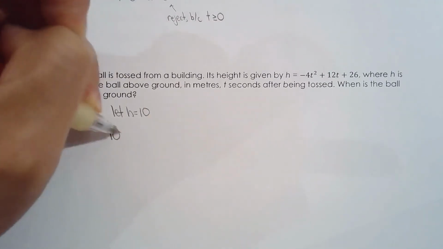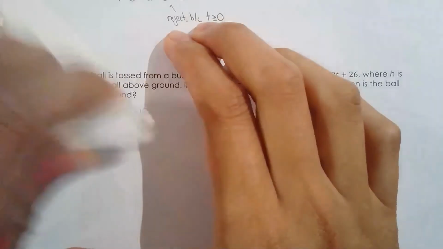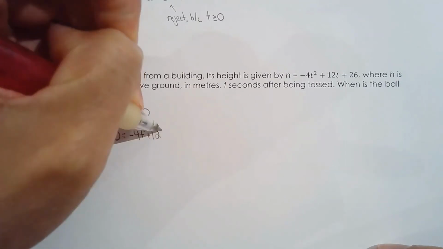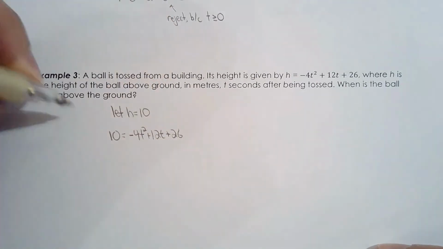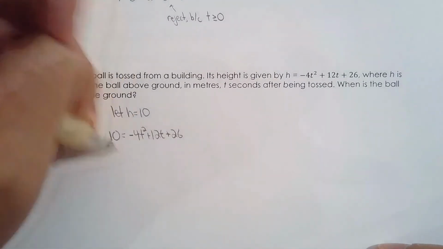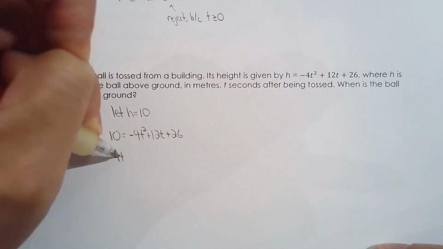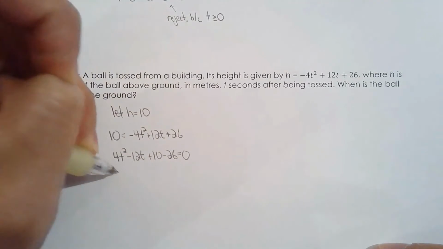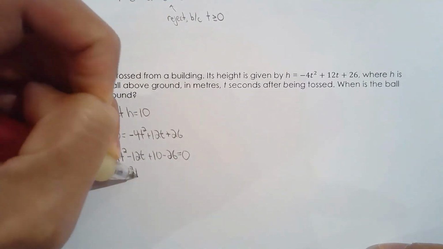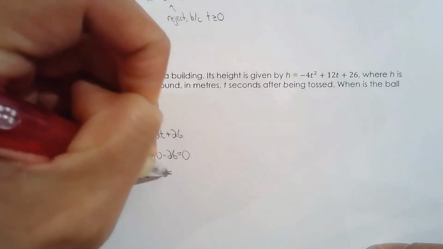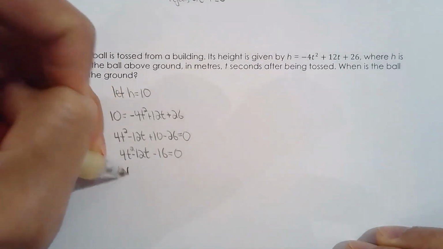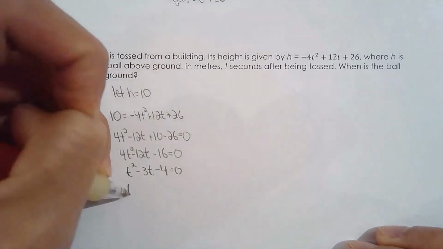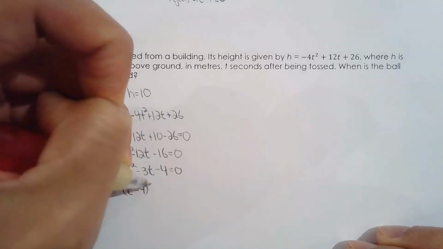But the strategy is the same. You have a quadratic equation, and we are going to solve it. So let's set this equal to 0. I'm going to bring the terms to the left side. So this will be 4t squared minus 12t plus 10 minus 26 equals 0. So we have 4t squared minus 12t minus 16 equals 0. Divide both sides by 4.